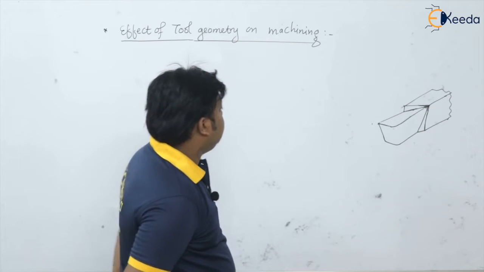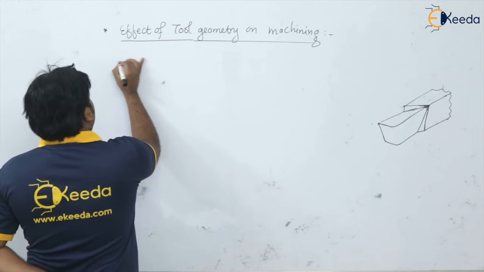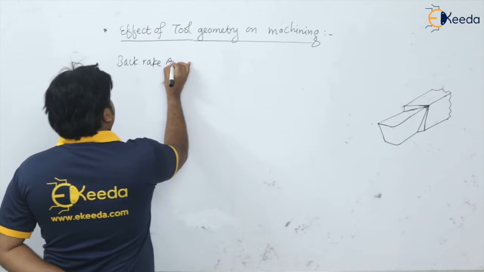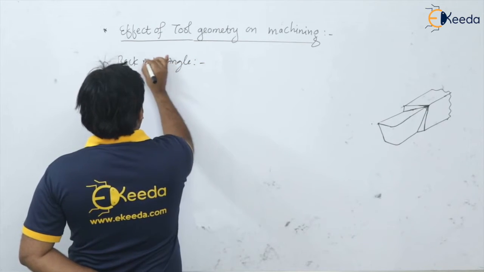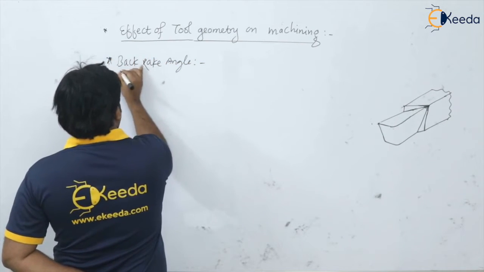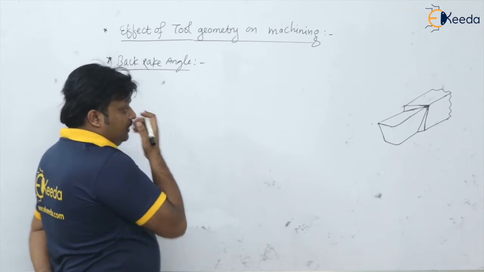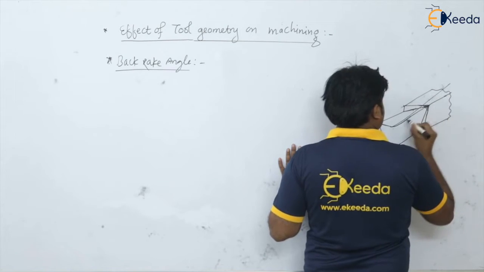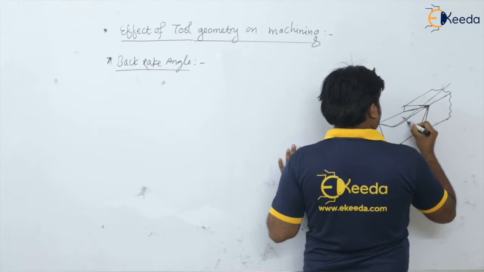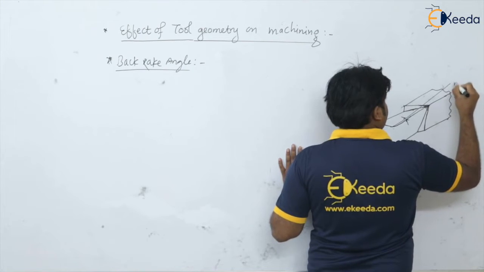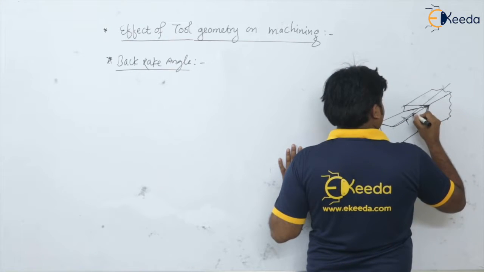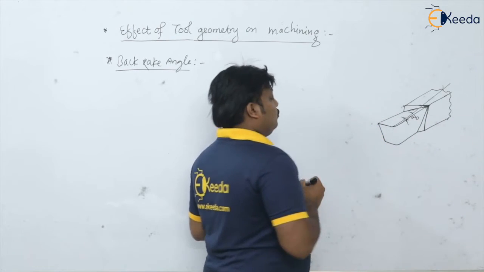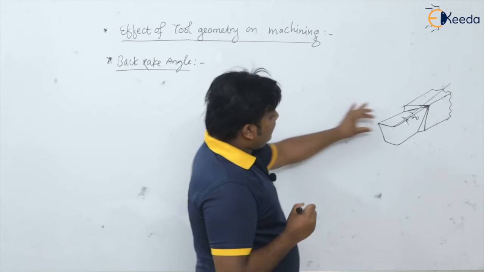Okay, so let us take the first, that is our back rake angle. So what is the back rake angle? So here it is, this angle is our back rake angle, this angle. Okay, so the back rake angle is what?